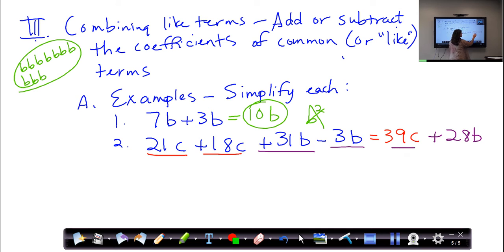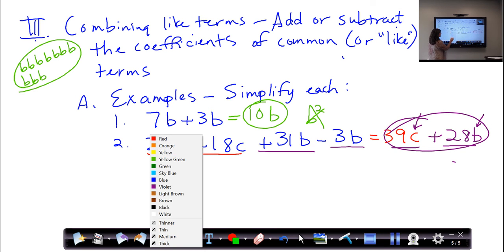Now, these two are not like terms. This has a c, this has a b. They are not like terms. I cannot put them together. So this is the best that that one will get.